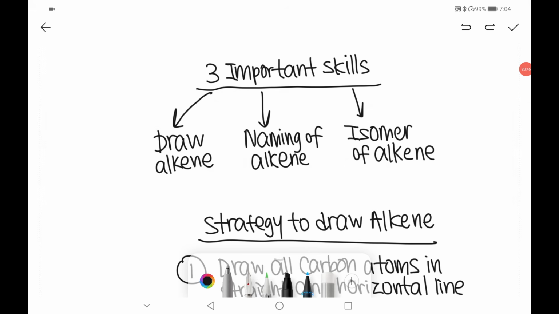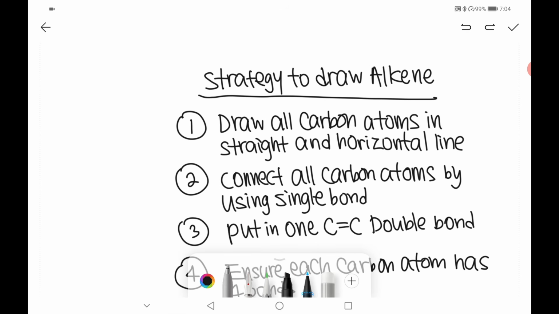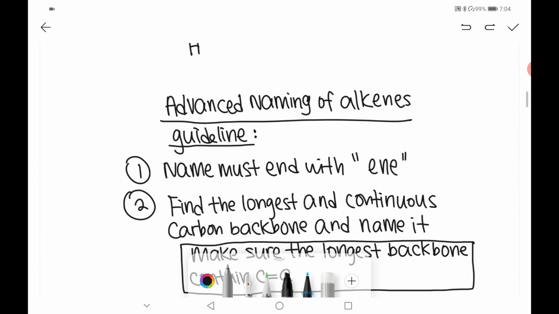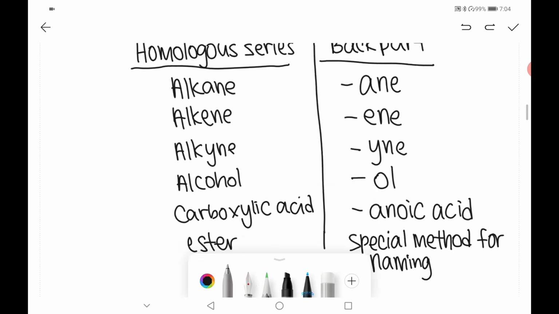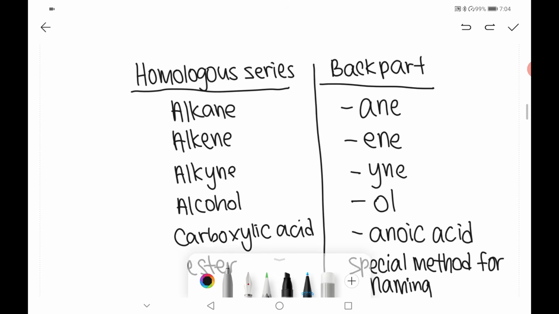Okay, so we will continue with another skill, which is naming. How to name the alkene. Same thing, you need to revise back the naming of alkane first. You must fully understand the naming of alkane before you can continue with the alkene. Let me show you some strategy, step by step, how to name the alkene first, and then we will do a lot of questions together. All right, so let's start with this.